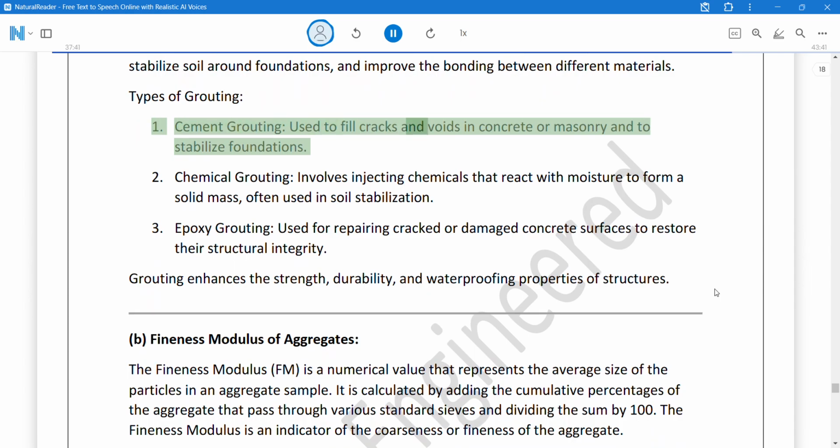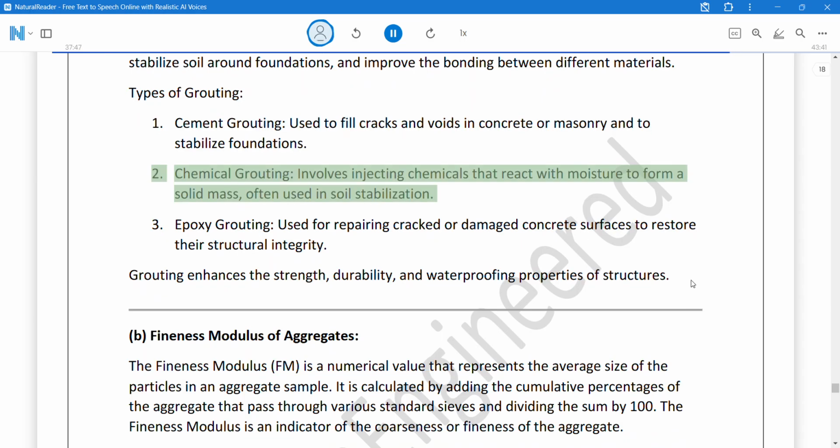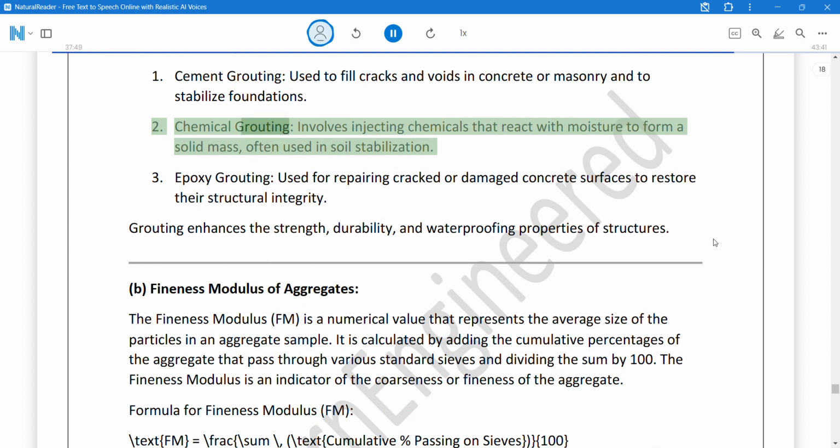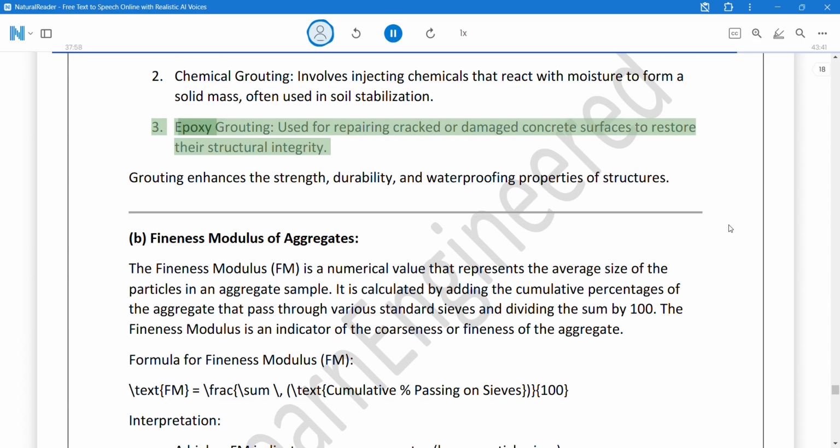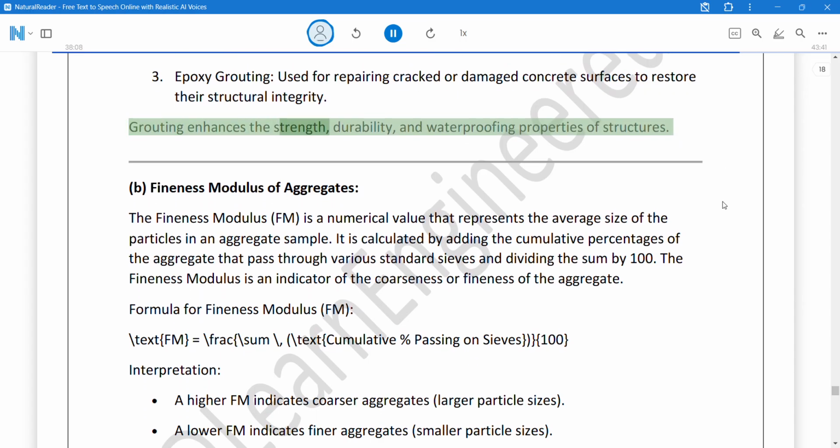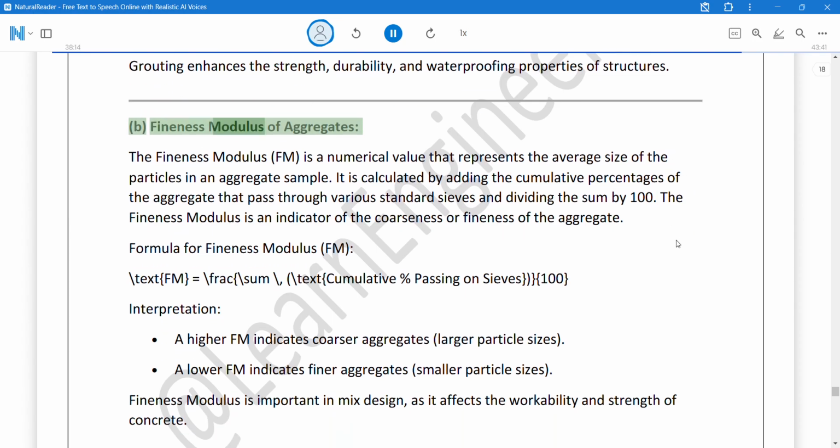Types of grouting. 1. Cement grouting, used to fill cracks and voids in concrete or masonry and to stabilize foundations. 2. Chemical grouting, involves injecting chemicals that react with moisture to form a solid mass, often used in soil stabilization. 3. Epoxy grouting, used for repairing cracked or damaged concrete surfaces to restore their structural integrity. Grouting enhances the strength, durability, and waterproofing properties of structures.